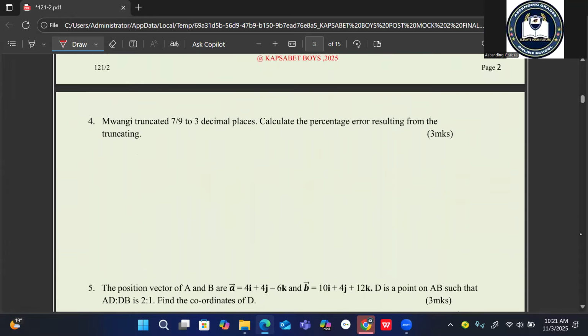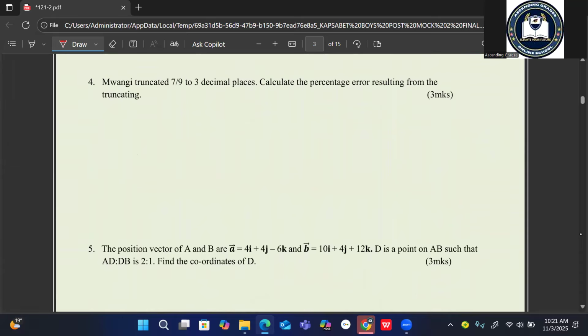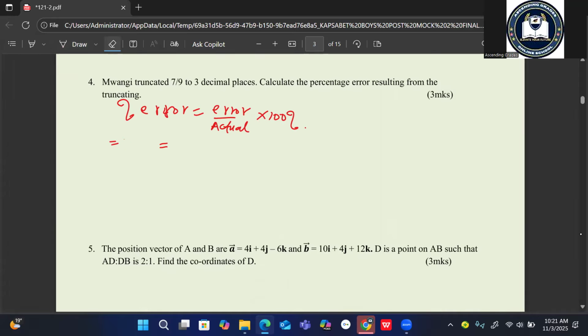From there, we go to number 4. Mwangi truncated 7 over 9 to 3 decimal places. Calculate the percentage error resulting from the truncating. So we know that percentage error is obtained by error over actual, then we multiply by 100%. Our error should be equal to, first of all, we have to calculate the truncated value.